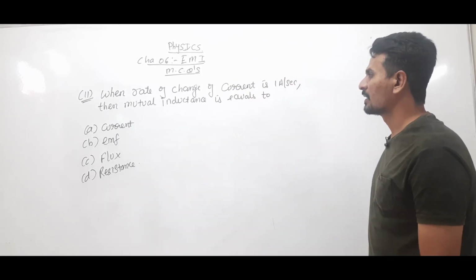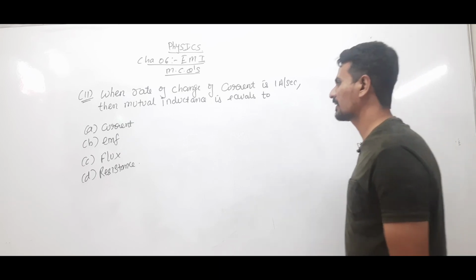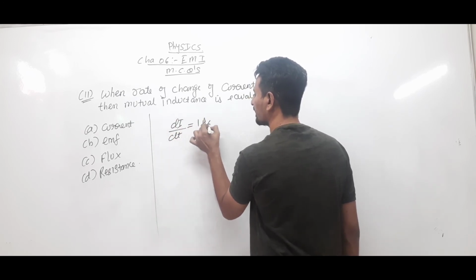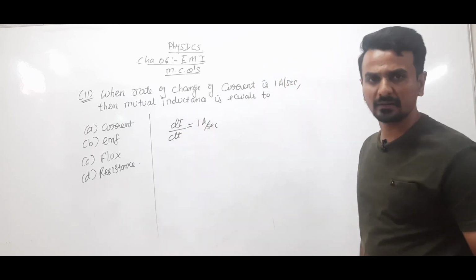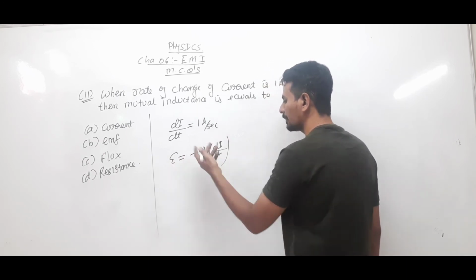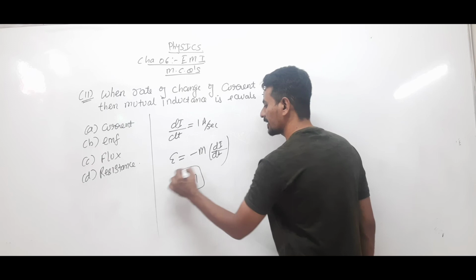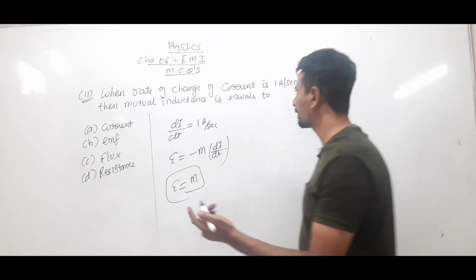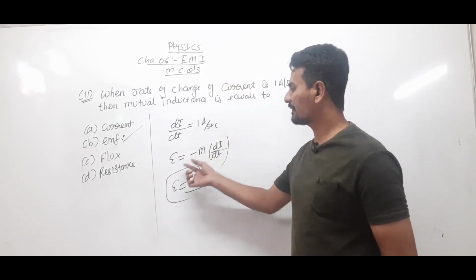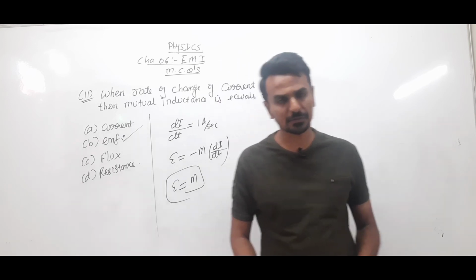Okay, the 11th one. When the rate of change of current is 1 ampere per second, then the mutual inductance is equal to... this is very easy. When di by dt is 1, then we have the formula EMF equals minus M di by dt. The minus sign is just because of Lenz's law. Presently di by dt is 1, so the mutual inductance will be equal to the EMF produced. So B is the correct answer. Clear? Since di by dt is 1, this term is 1, so M will be equal to the EMF. Done? Fine. The next one.